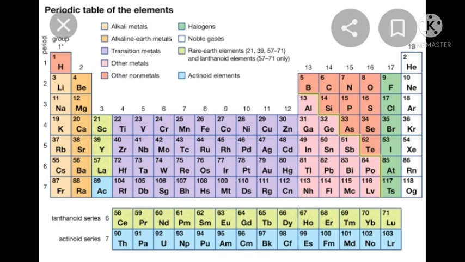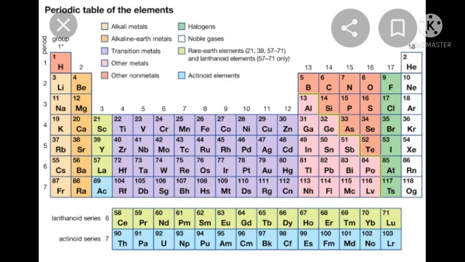Okay. Now, the first row of transition elements is present in the 4th period, that is from scandium to zinc. And the second row of transition elements is present in the 5th period, that is yttrium to cadmium. Now, the third row of D block elements is present in the 6th period, from lanthanum to mercury. Now, the fourth row of D block elements is present in the 7th period, from actinium to copernicium. Okay, so these elements are known as the D block elements.